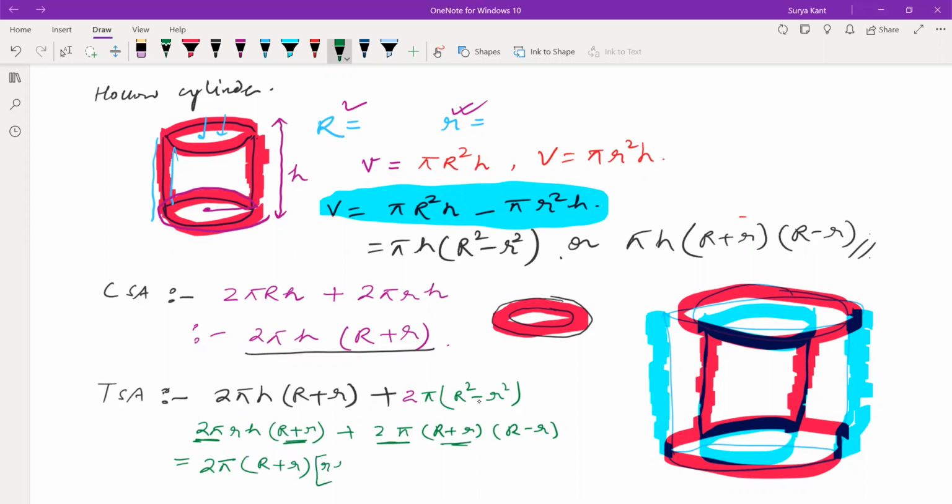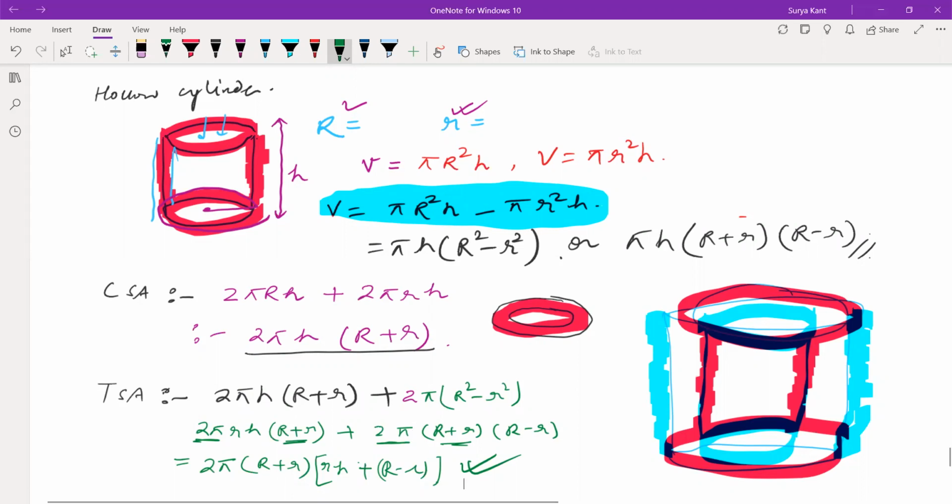R H in R bracket. h into r minus r. Yeah, plus, no, plus r minus r, right? Yes, sir. That's it. So this is the TSA of hollow cylinder. Got it? Yes, sir, got it.